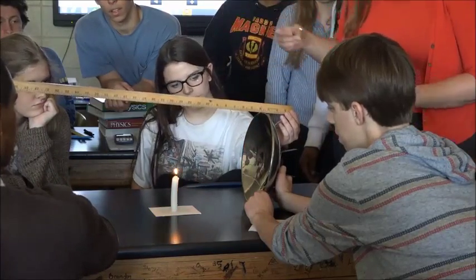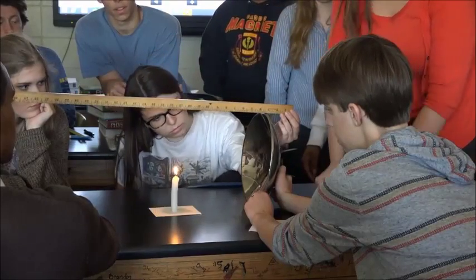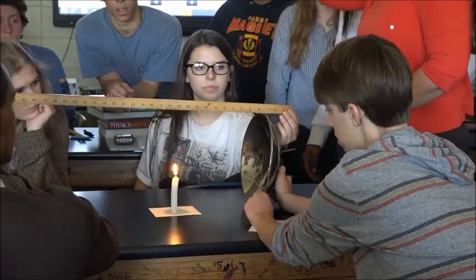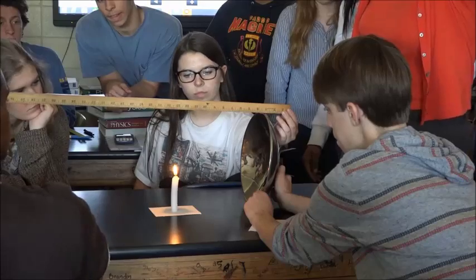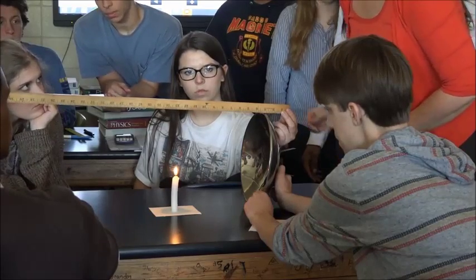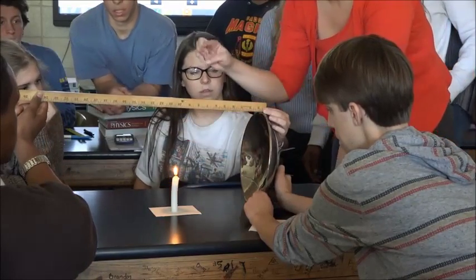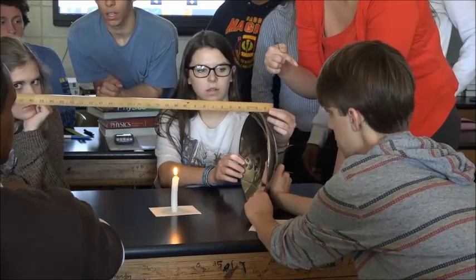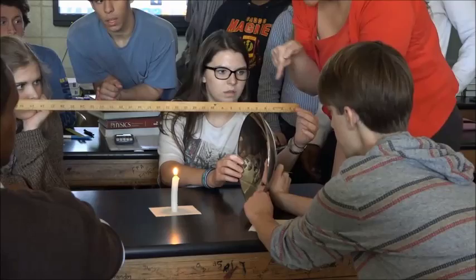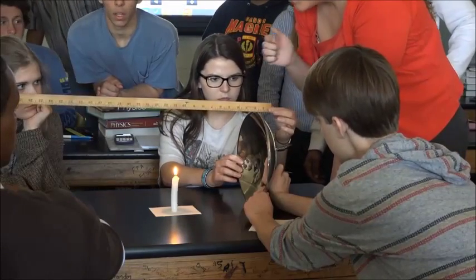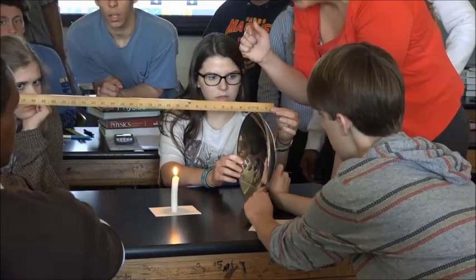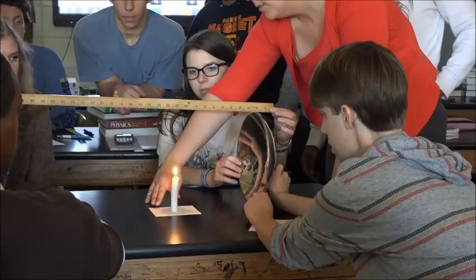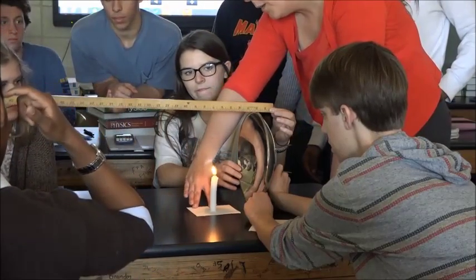Okay, so the focal length of this mirror is 7 centimeters. I did that calculation earlier. So what should our object distance be? 12 centimeters. So wait, hang on, don't move the meter stick. The meter stick needs to be determined by the back of the mirror. Zero for the meter stick needs to be the back of the mirror. So move it this way, that way. Back this way a little bit. That looks perfect. All right, so let's put the candle at 12.